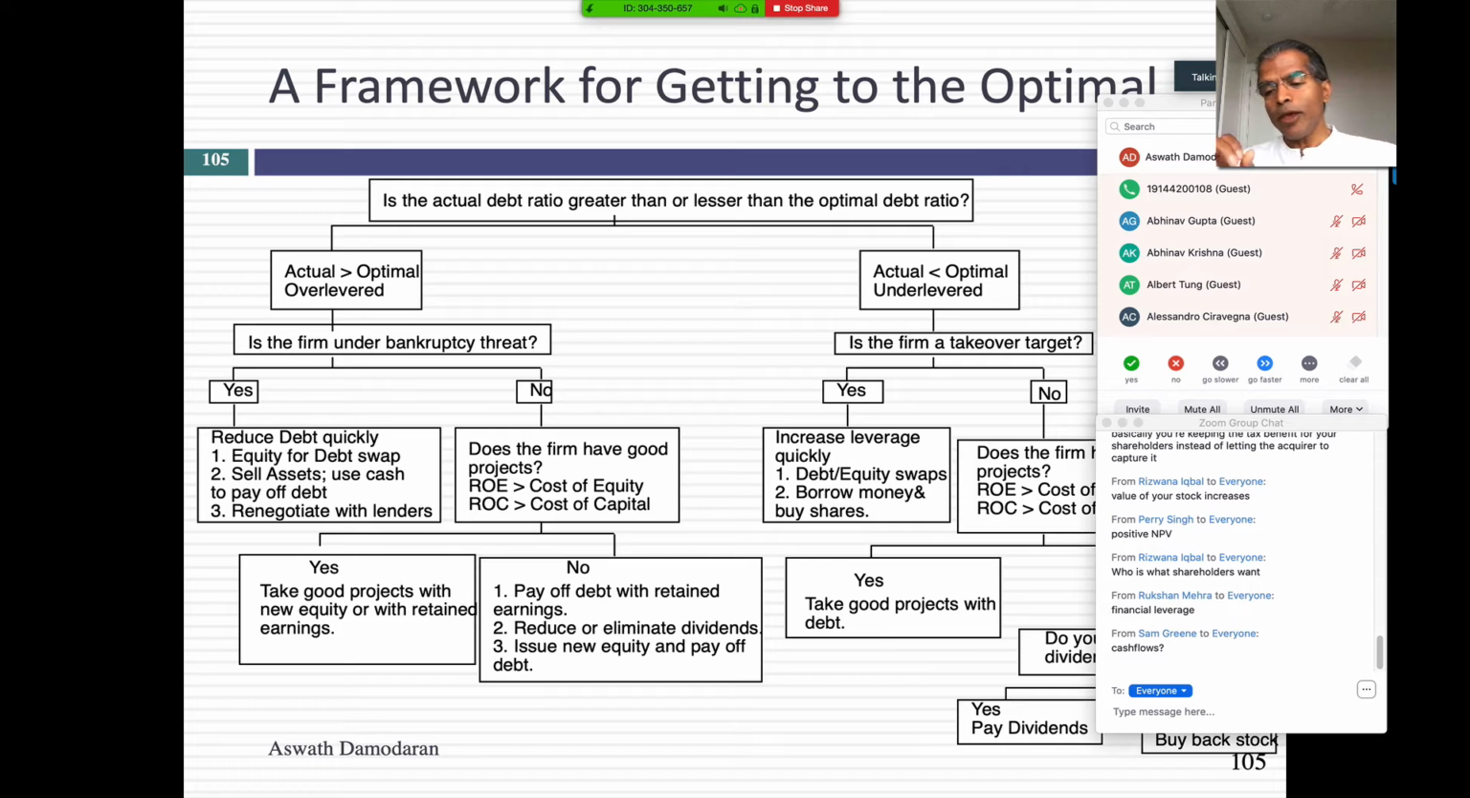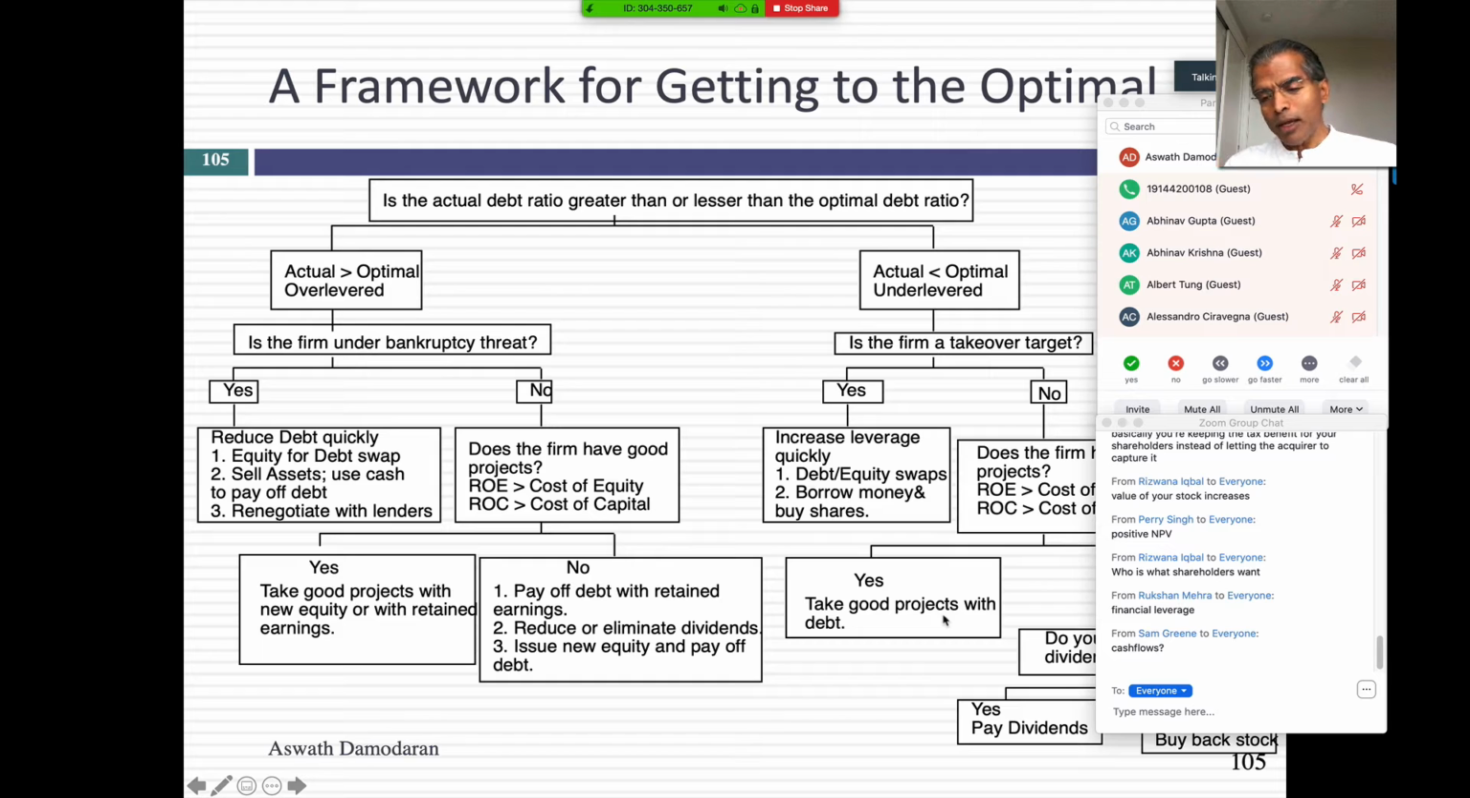As Rukshan pointed out earlier, I could have screwed up on how other people would look at my borrowing money. This way I can do it in small steps. So if you're under-levered, first question is, am I a takeover target? If you're a takeover target, increase your debt ratio quickly. If you're not a takeover target, ask yourself, do I have good projects? The answer is you have good projects.